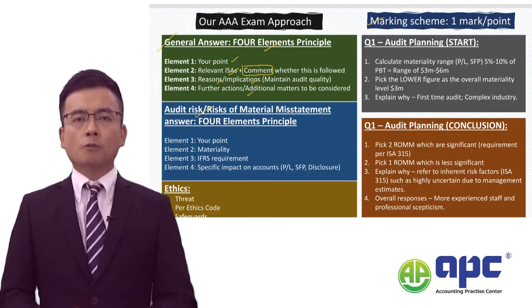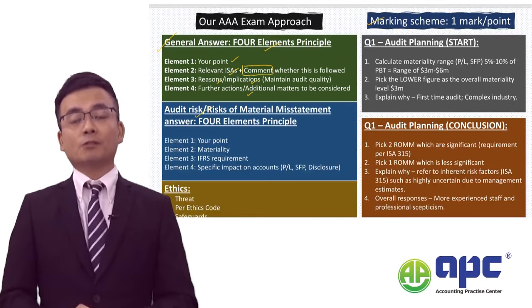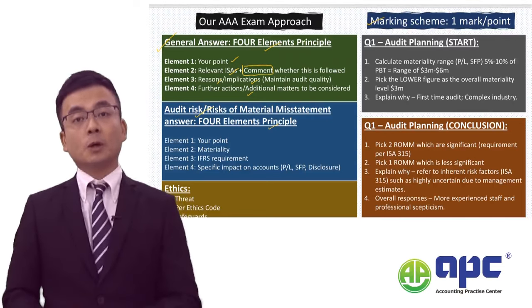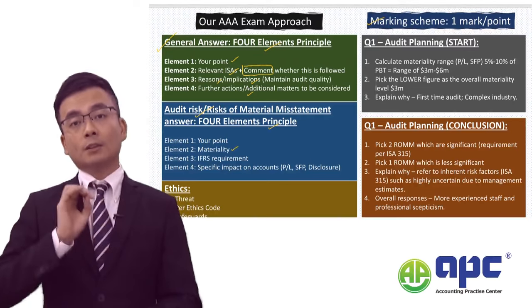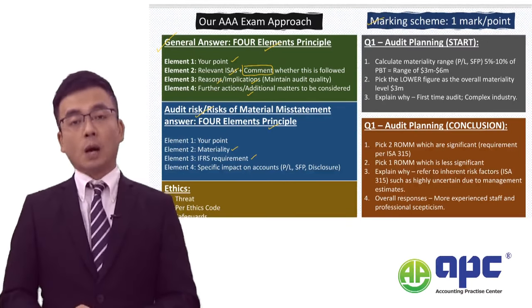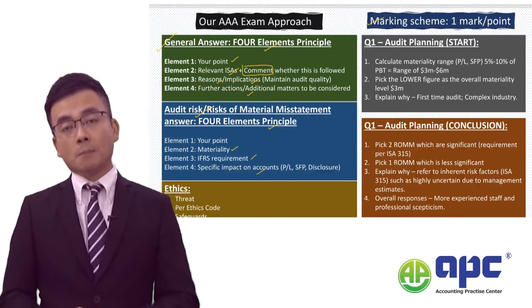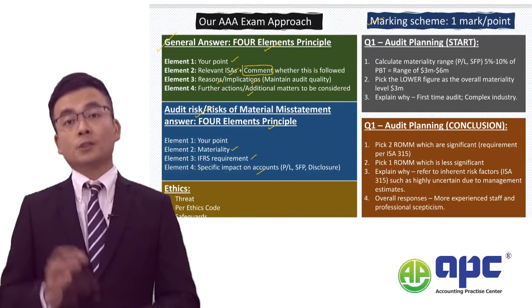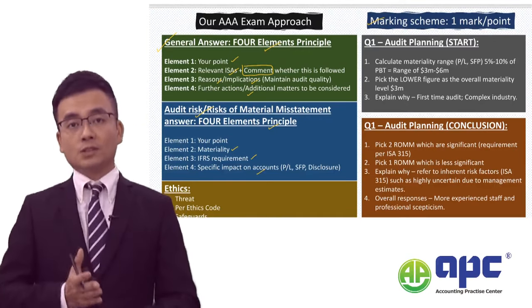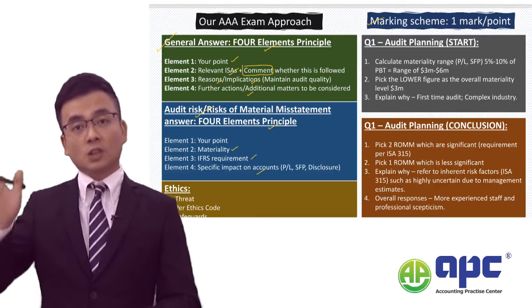Regarding the second type of questions, for example, commenting or evaluating on the audit risk or the risk of material misstatement, again use the four elements principle, but here emphasize the importance that you compare the figure with the materiality level that you've set before, quote the IFRS requirement without the IFRS number, and then make sure that you specify the impact on different financial statements.